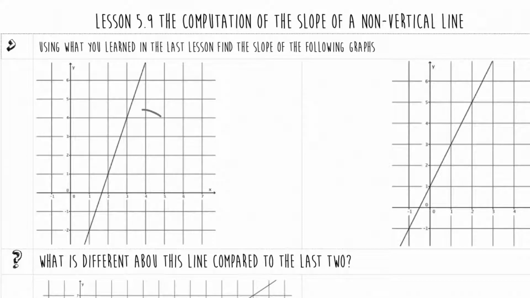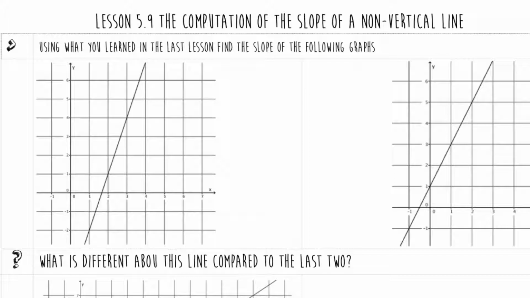Okay, so we're starting 5.9 today, which is actually the computation of slope of a non-vertical line. The last lesson we went over was 5.8, and that was finding the slope based on the graph. So we're going to start off where we left off last lesson. The first thing I'm going to do is review how we found the slope from a graph right here, and then you're going to have a chance to try on your own on the problem that's right next to it.